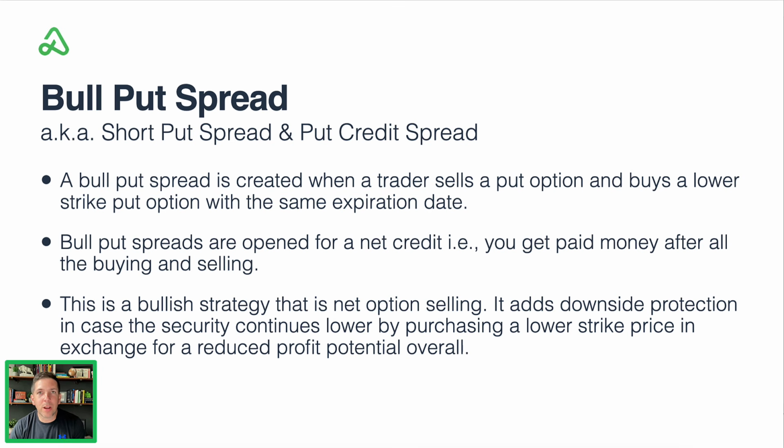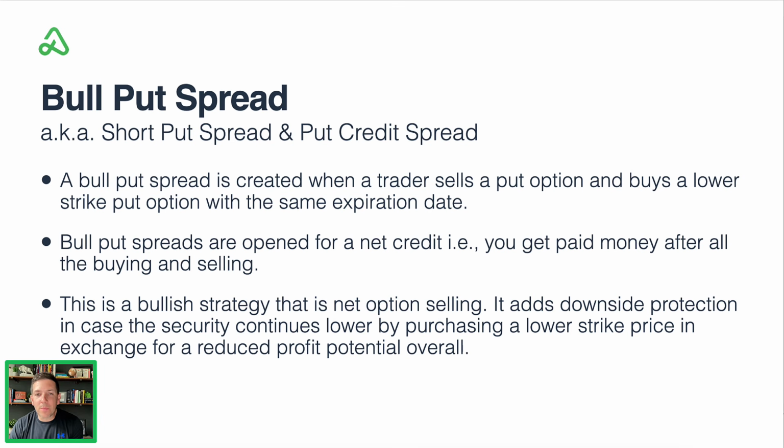In this case, for a bullish put spread, you are taking a bullish position using put options. You're going to sell a put option and then buy a put option at a lower strike price with the same expiration. What this does is open the position for a net credit. That credit is the amount that you can keep. It's your full and total profit if the position expires out of the money, and you get paid all of that money after buying and selling the contract.